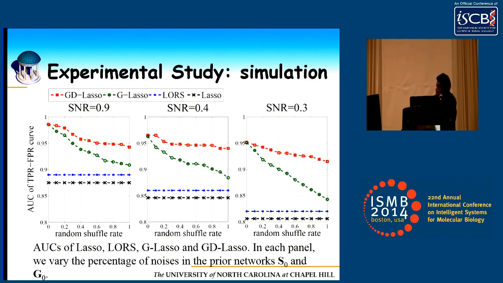And we can clearly see that Dual Lasso, GGD-Lasso, is more robust than the G-Lasso. With the decrease of the signal noise ratio, we will see that G-Lasso is even more sensitive to the noise existing in the prior networks. So we can conclude that the dual refinement is very important for the robustness of the algorithm.